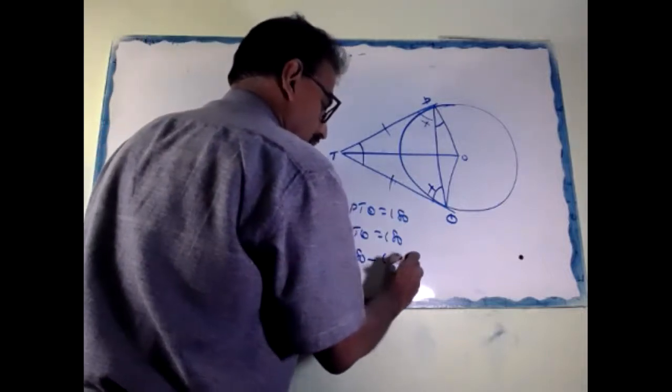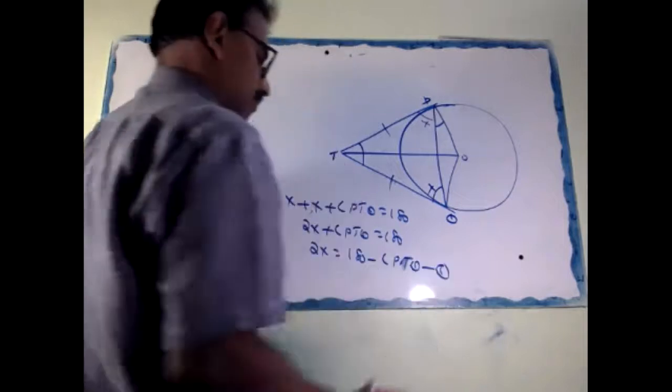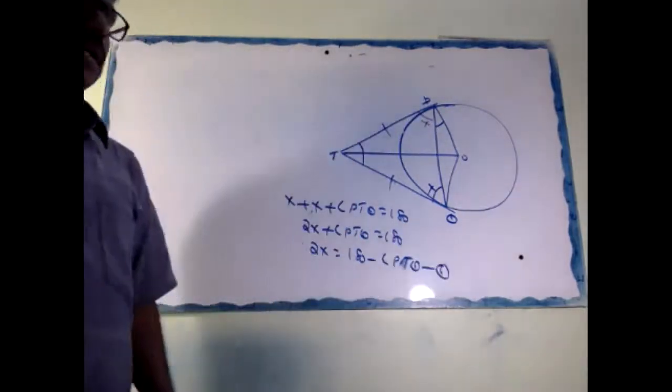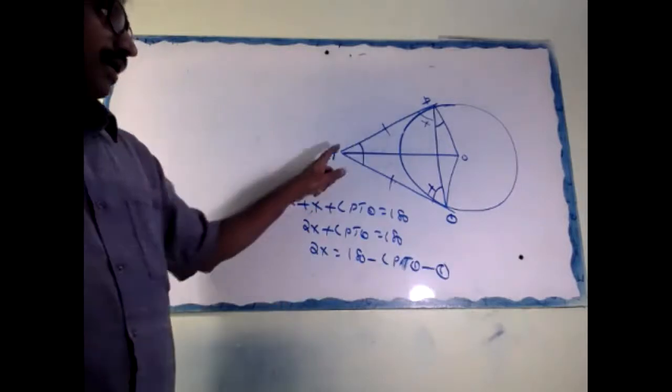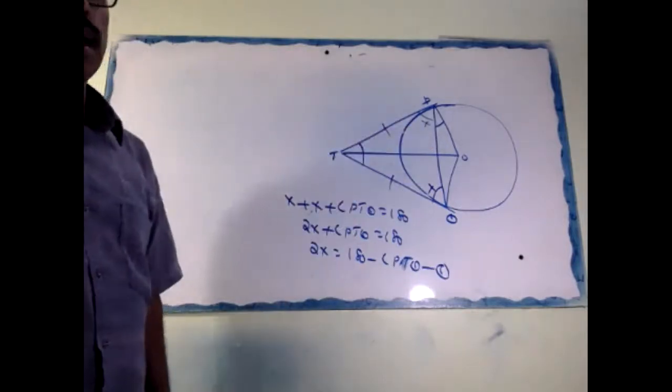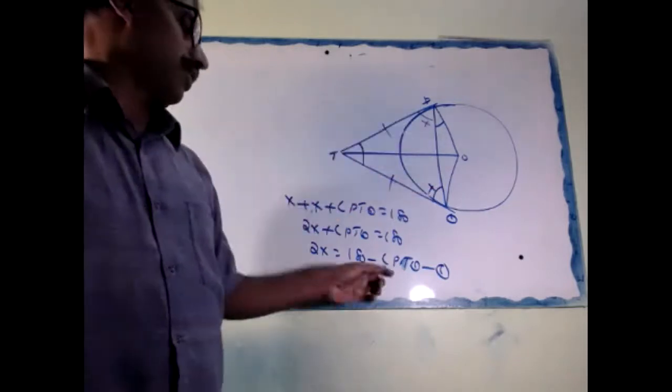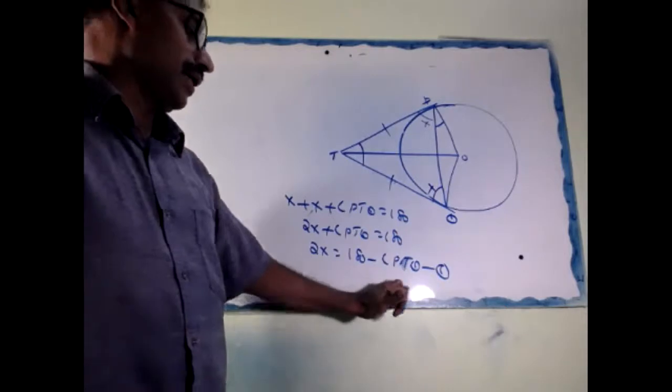Now, number one. Okay, here now, TP equals TQ. Tangents from an external point are equal. X here. Reason what? Angles opposite equal sides are equal. So X plus X plus PTQ equals 180. 2x equals 180 minus PTQ.